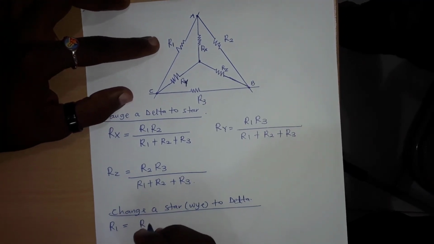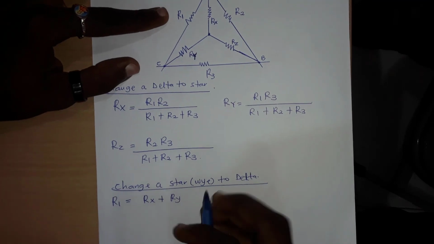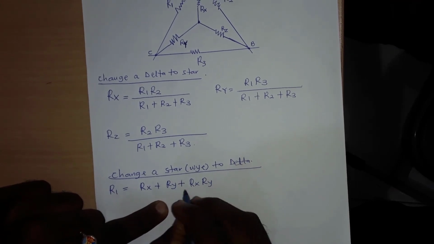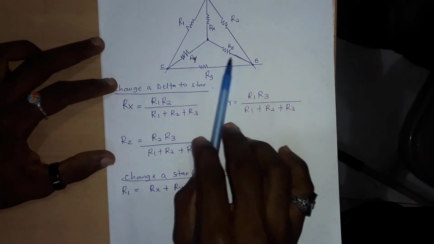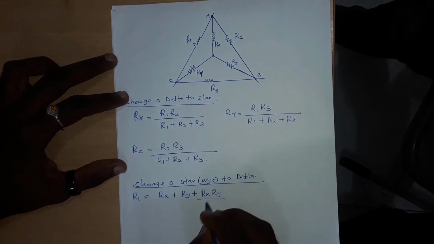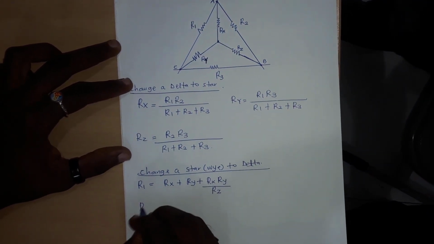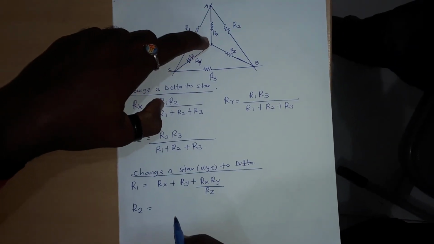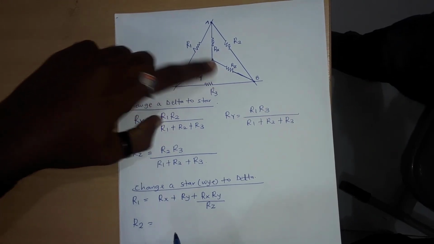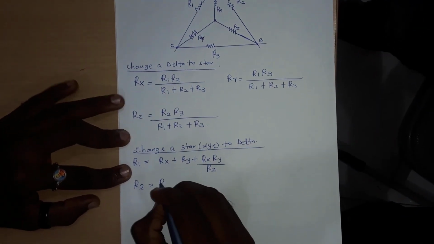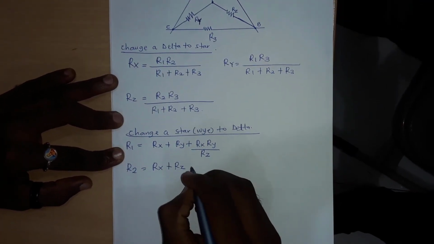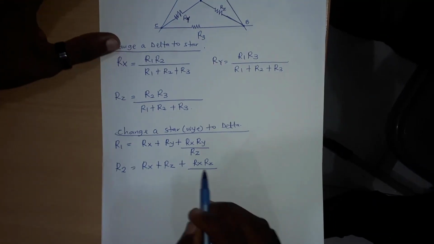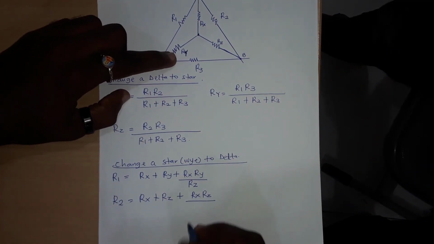So we will add them, that is Rx plus Ry. Then we will multiply them, that is Rx and Ry. Then we will divide by the resistor we did not use in the star. In this case, Rz. So it will be like this. When I want to find R2, R2 is facing Rx and Rz here. So from how we did this one, we will add them, that is Rx plus Rz. Then we will multiply them, that is Rx, Rz. Then we divide by the resistor we did not use, in this case, Ry.